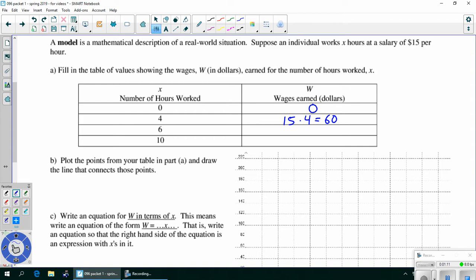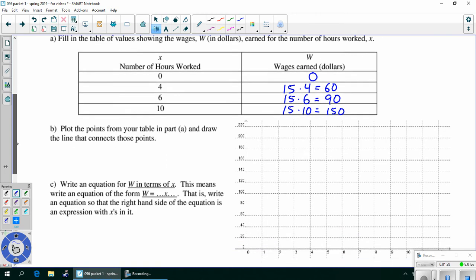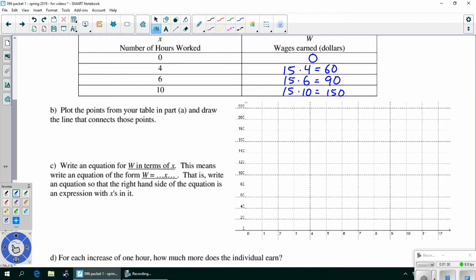In the next row, if you work 6 hours, that's going to be $15 an hour times 6 hours. That turns out to be 90 bucks. And then finally, 10 hours, 15 times 10, or $150. Plot the points from your table in part A and draw the line that connects those points. Okay, so you're going to have to do some approximating here, I think.